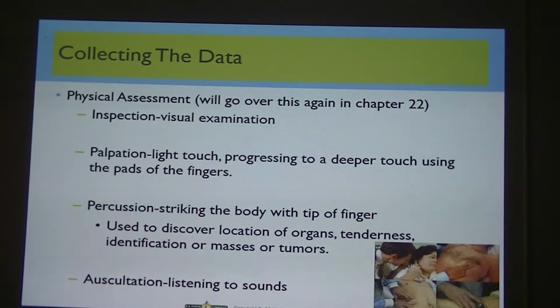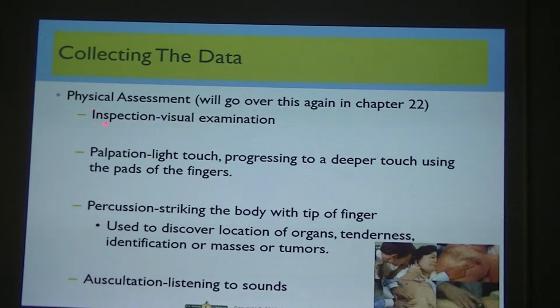Palpation is light touch progressing to deeper touch using pads of the fingers. Percussion is striking the body with the tip of your finger, and then auscultation is listening to lung sounds, or listening to any sounds, not just particularly lung sounds.